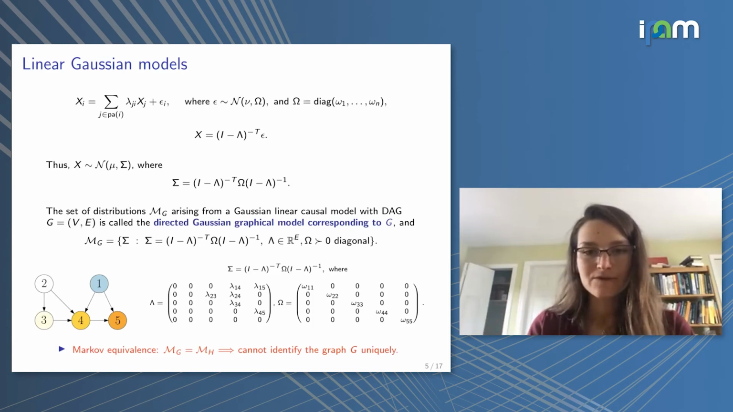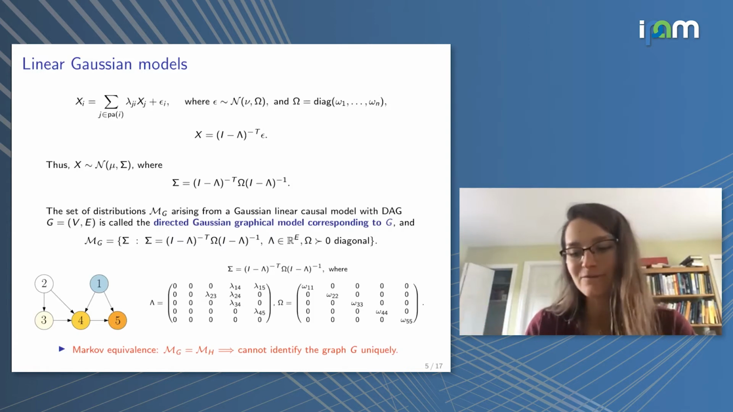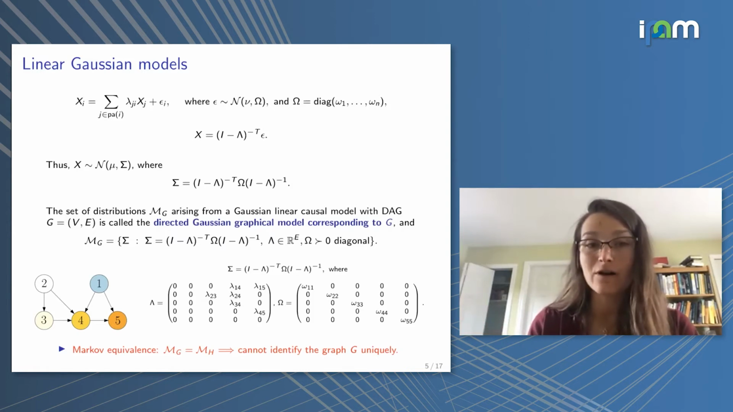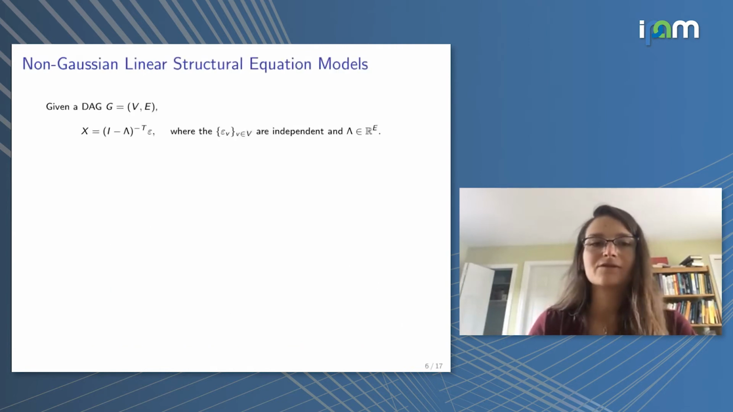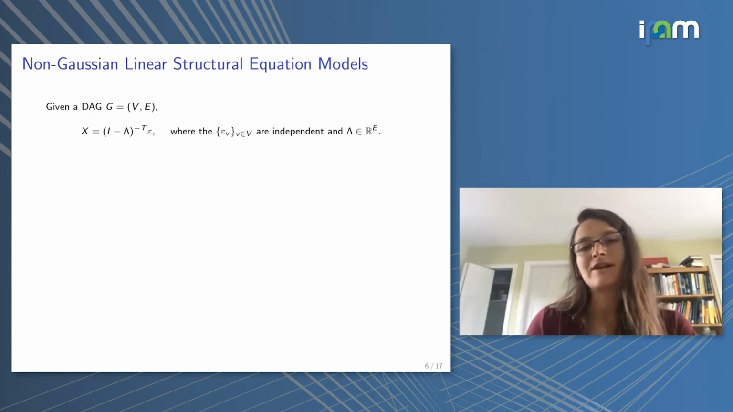So this is the sense in which learning the graph for Gaussians is hard. It's because you can't actually learn the precise graph. And so what happens is that if you have a non-Gaussian linear structural equation model, you can actually learn the graph uniquely. And that's quite interesting.